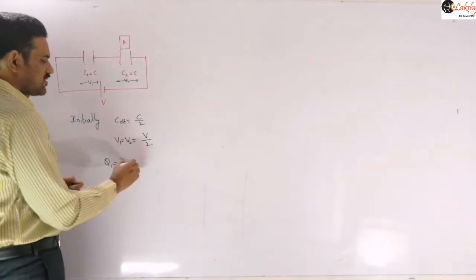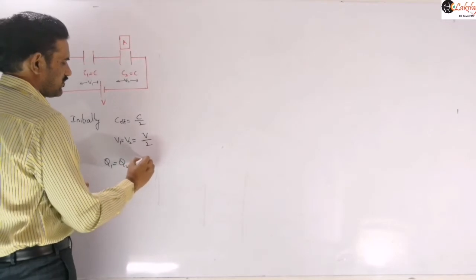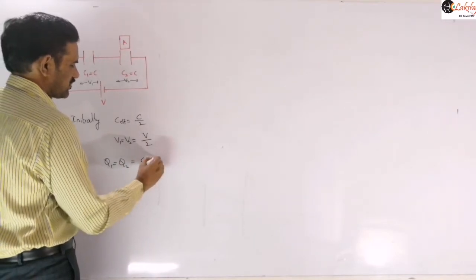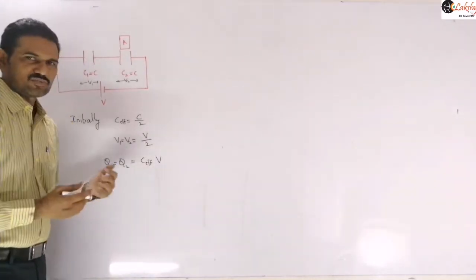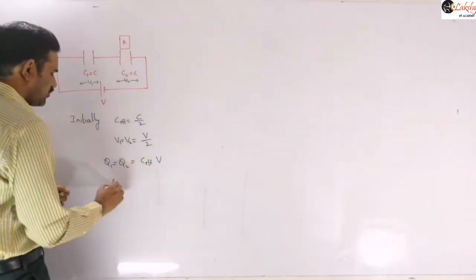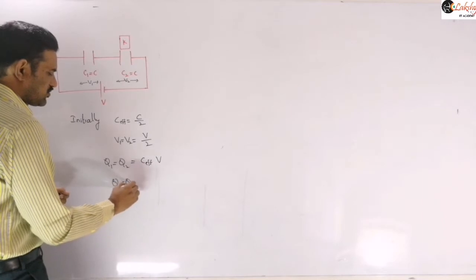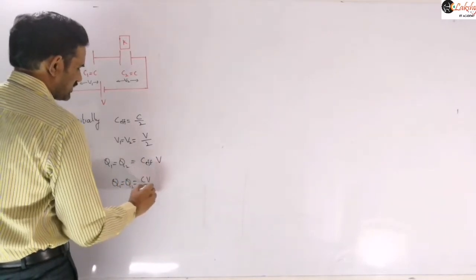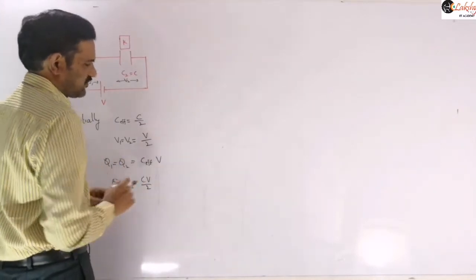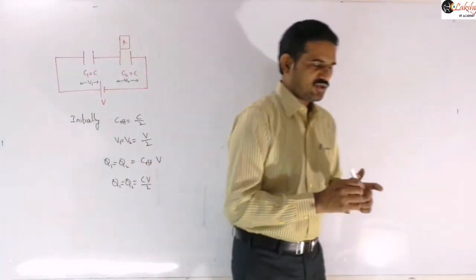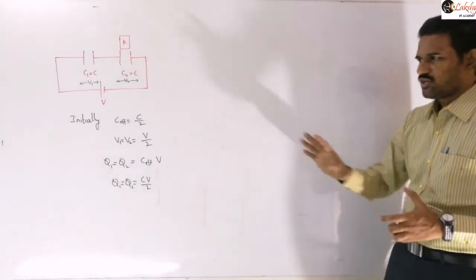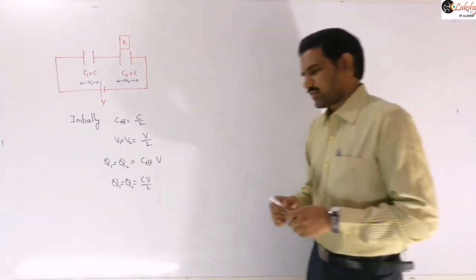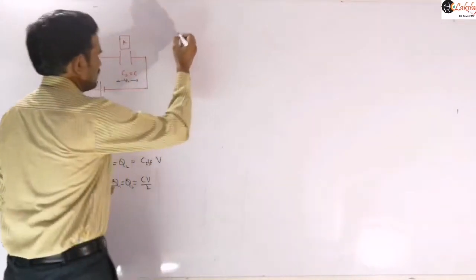So Q1 is equal to Q2 is equal to C effective into V, because both are in series, and therefore Q1 is equal to Q2 is equal to CV by 2. That is the initial information here, the initial potential and initial charge. Now once the dielectric is introduced, let us see the final values here.